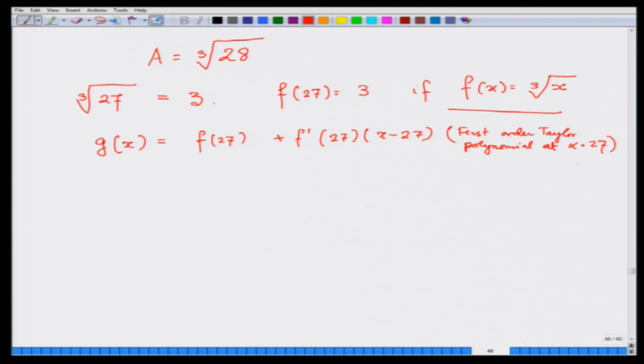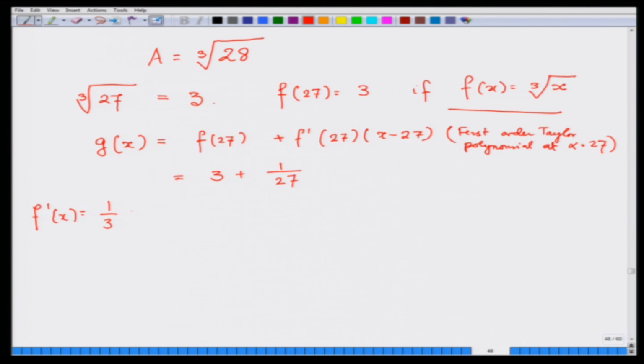Now, once I have done that, I have to look into the following. So what do I have? I have here 3 plus 1 by 27, which is f dash 27. Because what is f dash? If somebody is uncomfortable with that, let us just do it. What is this? It is x to the power 1/3. So it is nothing but 1 by 3 into x to the power 1 minus 1/3, that is 2/3, right.